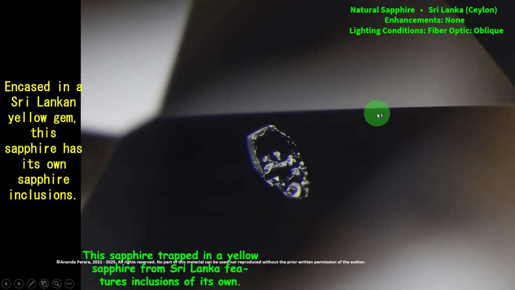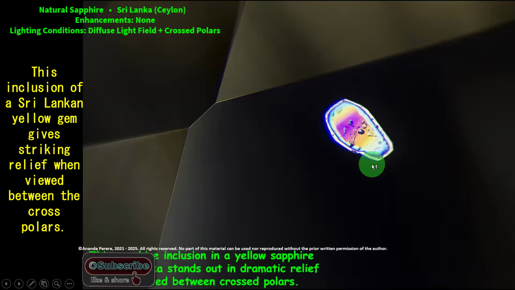The lighting condition here we are discussing is fiber optic oblique. This is Sri Lankan sapphire. No enhancement. There is a sapphire inside the sapphire. It is yellow sapphire. It is very special thing. We are moving to next.